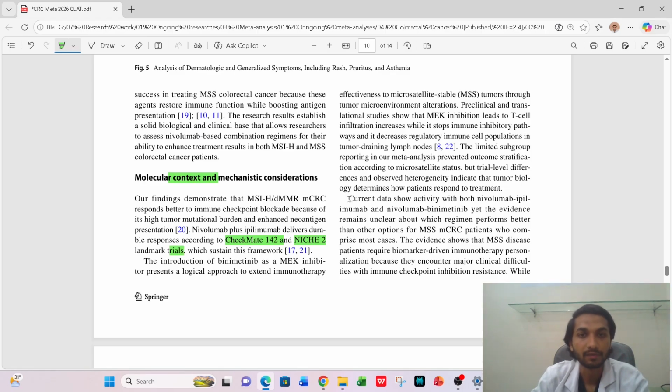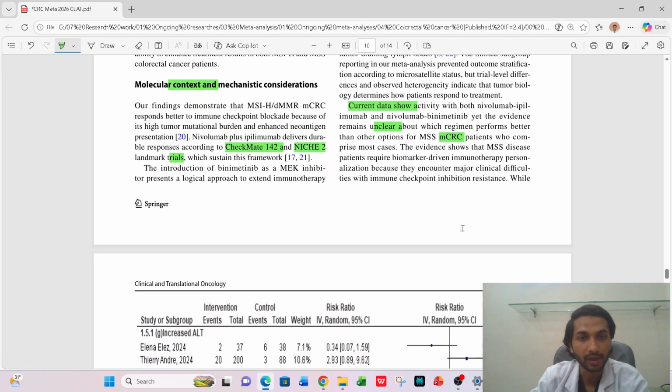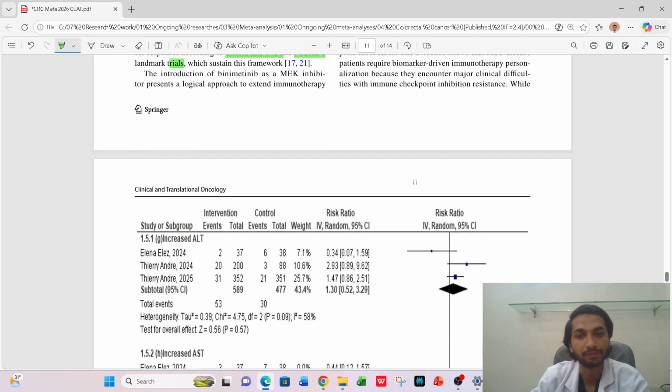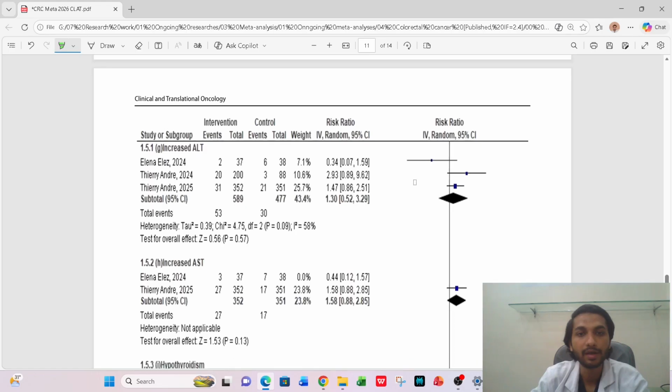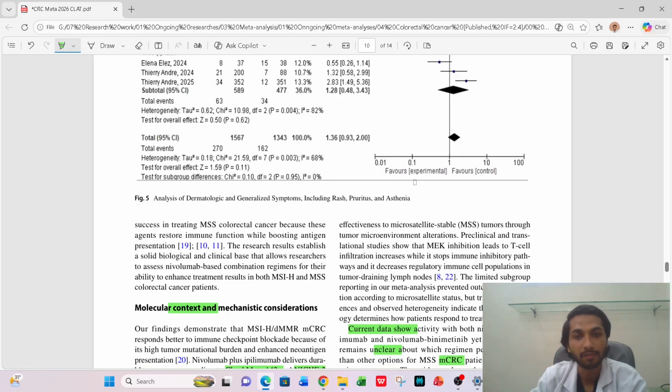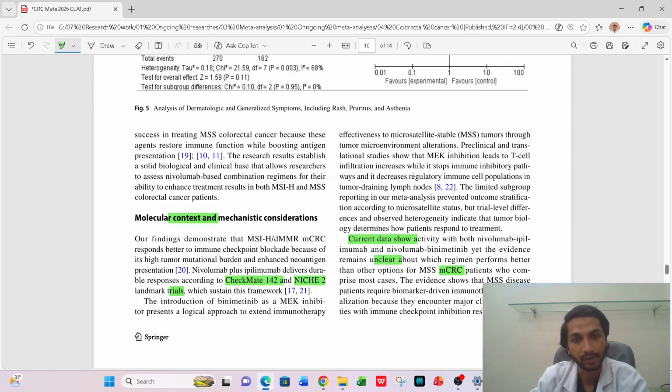Here the author is trying to conclude what the current data show. They have mentioned that yet the evidence remains unclear. After doing the analysis, evidence also remains unclear for this metastatic colorectal cancer, and then you can give the future perspective here in this paragraph. You are seeing that the forest plots are mentioned after some paragraphs as well. These are formatting requirements which are set by the journal's editorial board when you are submitting the article.